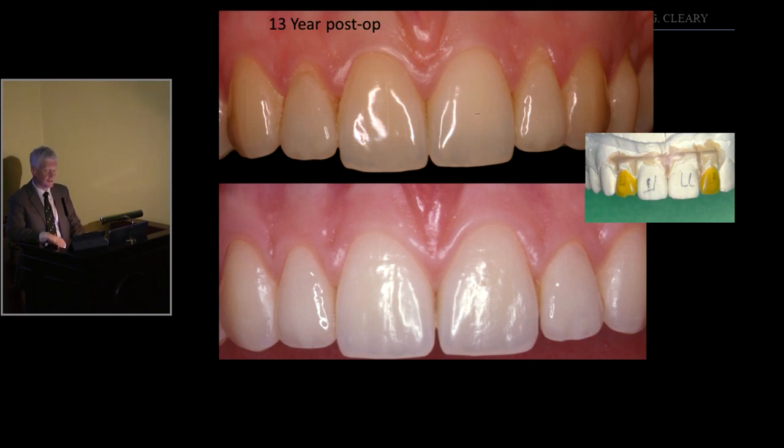So here are these same two veneers 13 years later. Why are they still there? And more importantly, where's the ceramic tooth junction? And you can just about see it after 13 years. Why? Because it's on enamel. Because in doing the tooth preparation, I kept the enamel there.